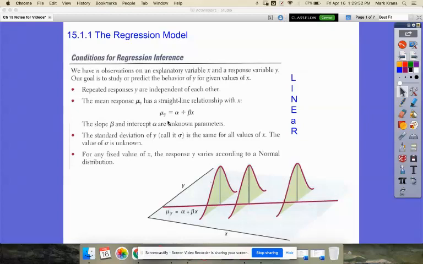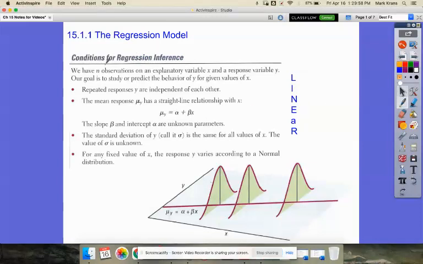Right, we are looking at conditions for regression inference and just talking about the regression model, okay? So if we're going to do some sort of inference, which is really just a confidence interval or a hypothesis test, all right? That's what we mean by inference.